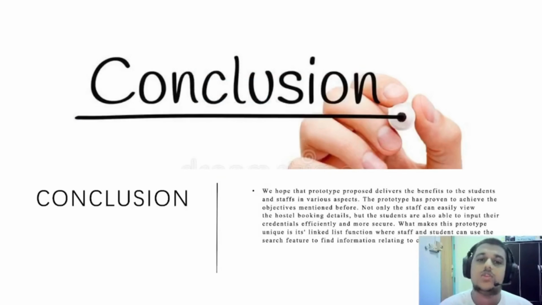Alright, so as a conclusion, we hope that the prototype proposed delivers benefits to the students and staff in various aspects. The prototype has proven to achieve the objectives mentioned before. Not only can the staff easily view the hostel booking systems, but the students are also able to input their credentials efficiently and more securely. What makes this prototype unique is this linked list function, where staff and students can use the search feature to find information related to college booking.